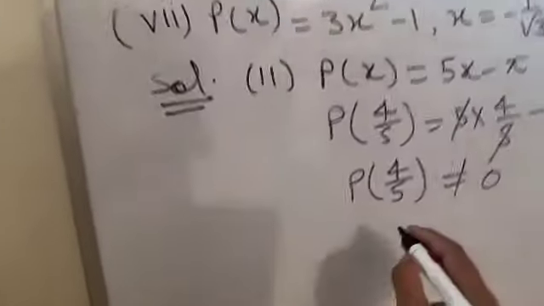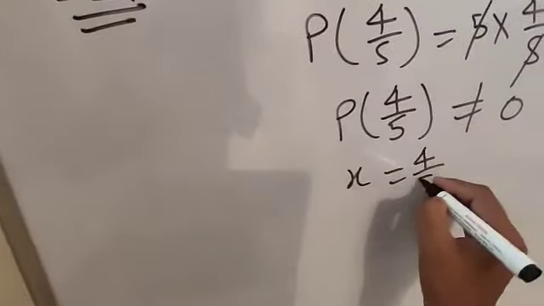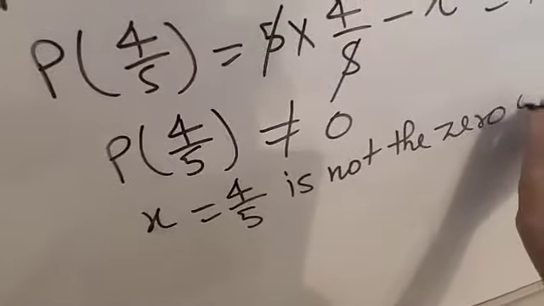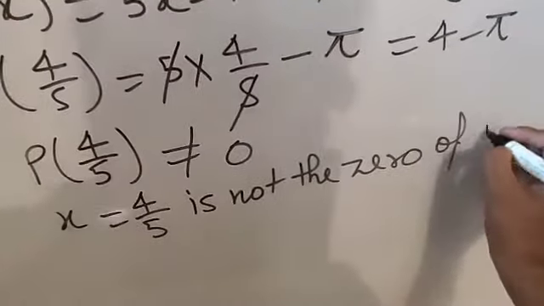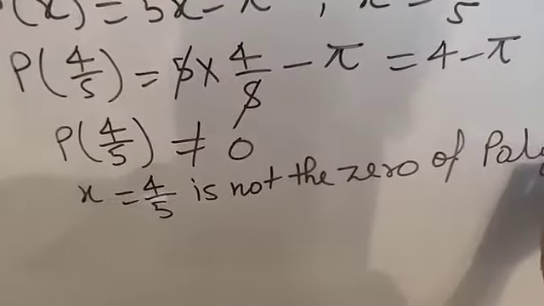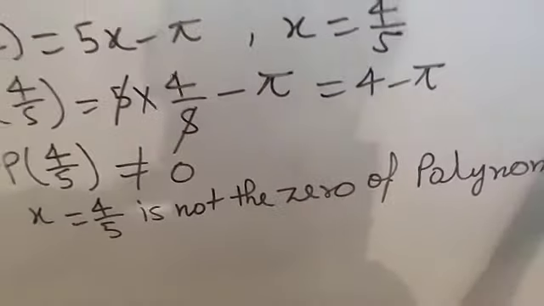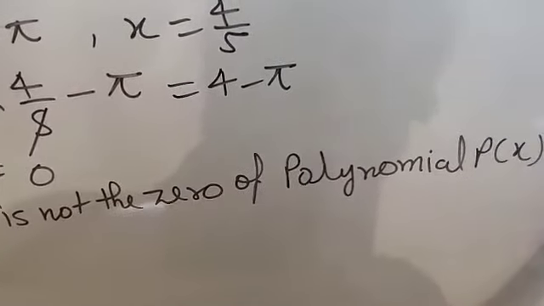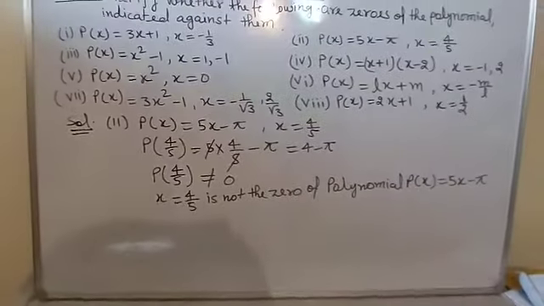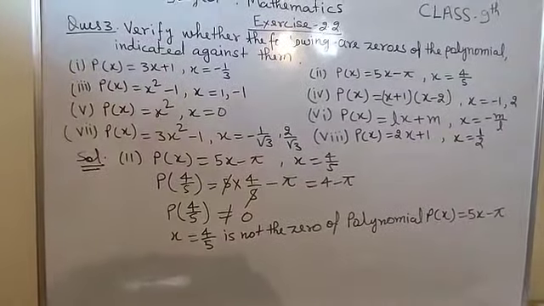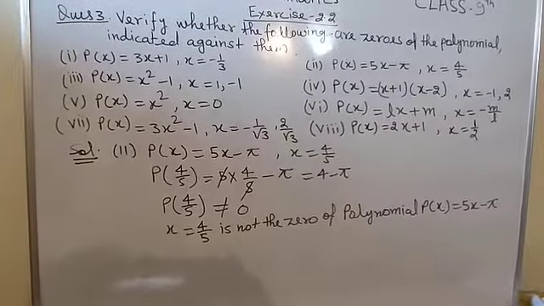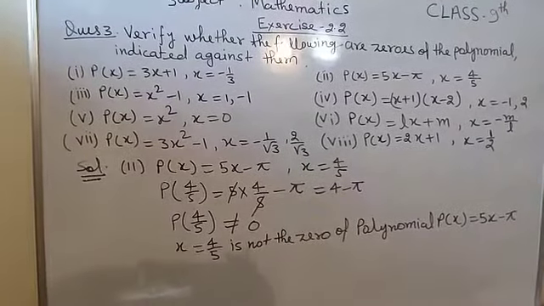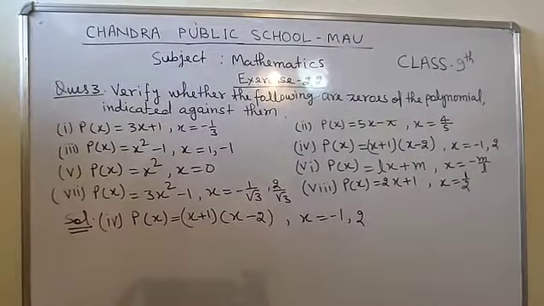So you can write that x equal to 4 by 5 is not the zero of the polynomial px equal to 5x minus pi. So here after putting the value x equal to 4 by 5, the value of the polynomial is not going to be equal to 0, so that's why x equal to 4 by 5 is not the zero of the given polynomial. Now I am going to give the solution of the fourth part.